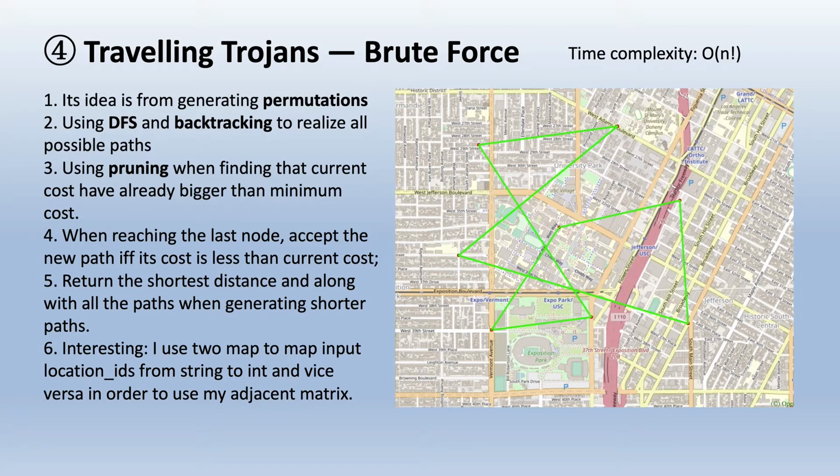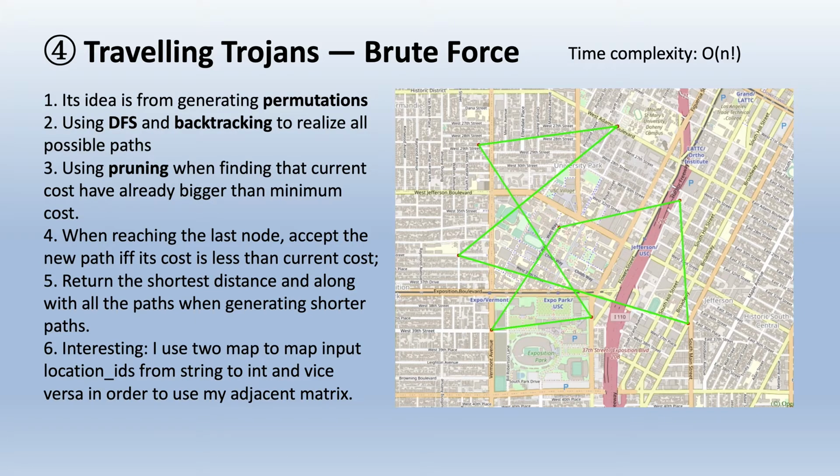First is the brute force implementation. Its idea comes from generating permutations, and I'm using DFS and backtracking here to realize all possible paths. I'm using pruning to find that the current cost is already bigger than the minimum cost to save some time complexity. When we reach the last node, we accept a new path if and only if its cost is less than the current cost, to keep our output vector of paths in descending order, and the last output path to be the shortest path. We return the shortest distance, along with all the paths generated when finding shorter paths.